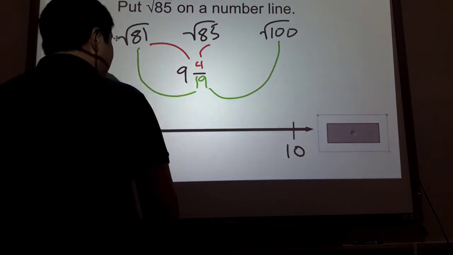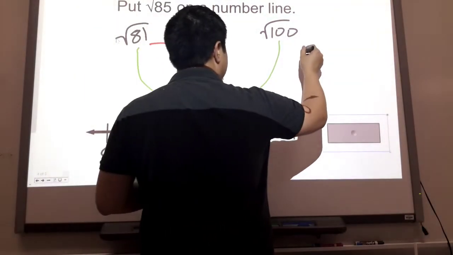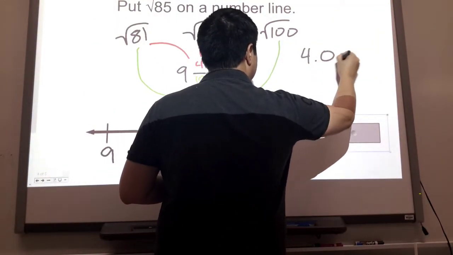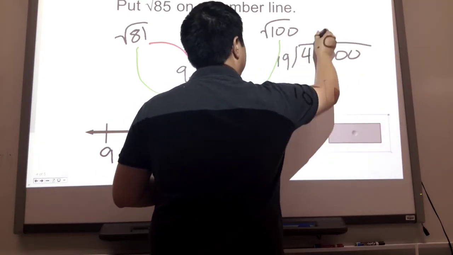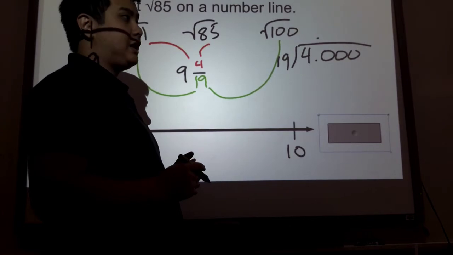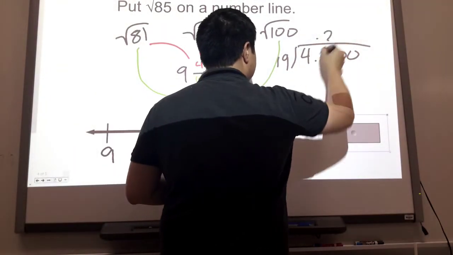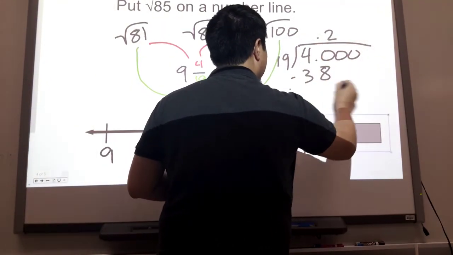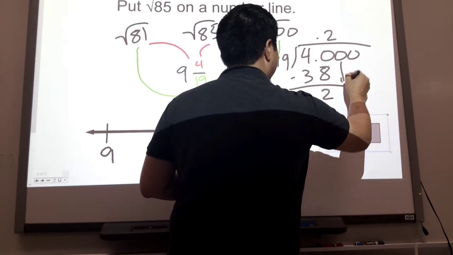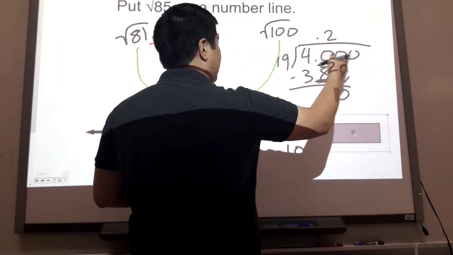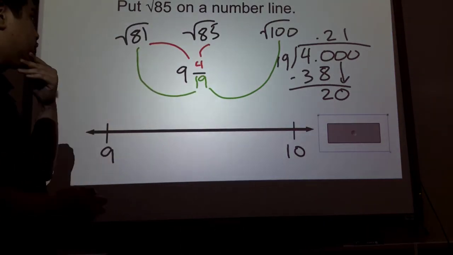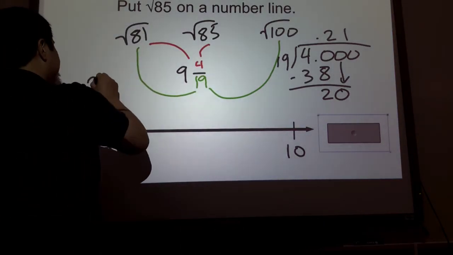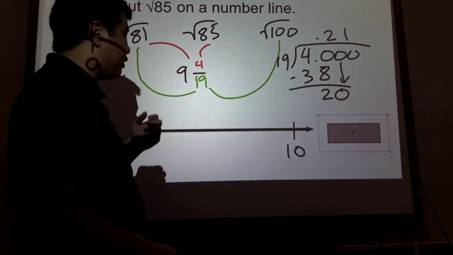So, let's figure out what 4 divided by 19 is. So 4.000 divided by 19. Got the decimal. 19 times 2, because 19 goes in twice, is 38. Subtract, bring down, you get 20. It goes in once, obviously, so it is 9.2. Our answer is going to be close to 9.2 because we are rounding down.